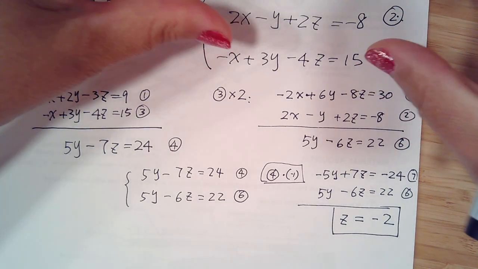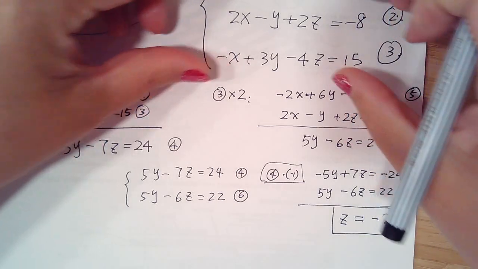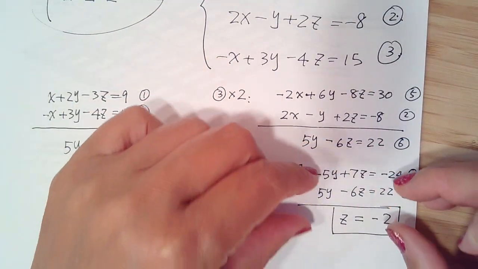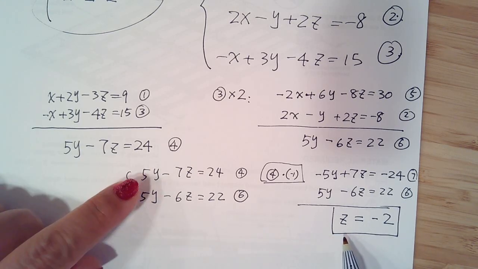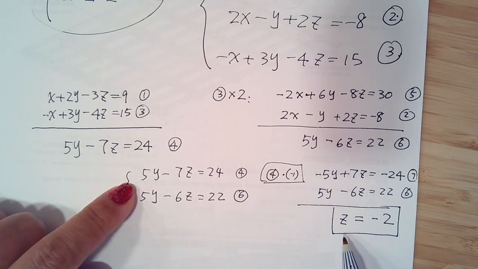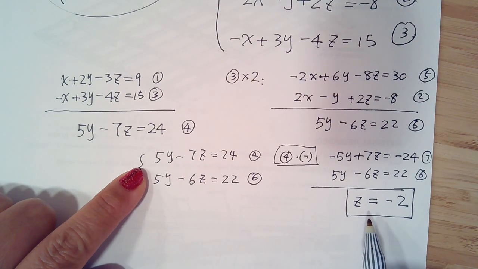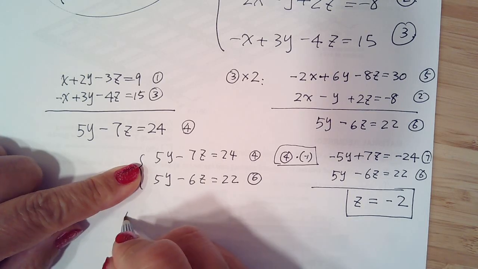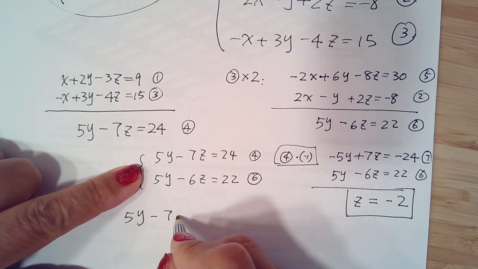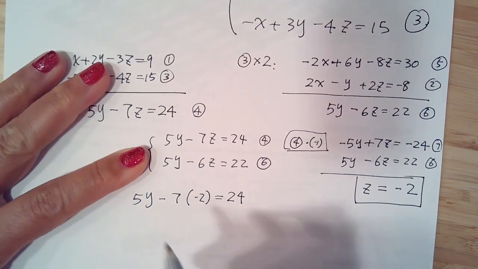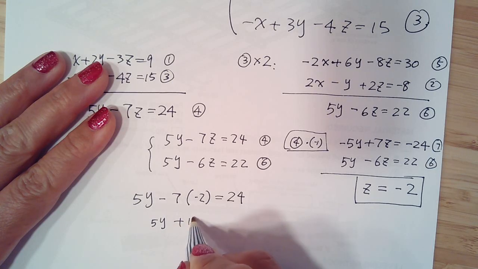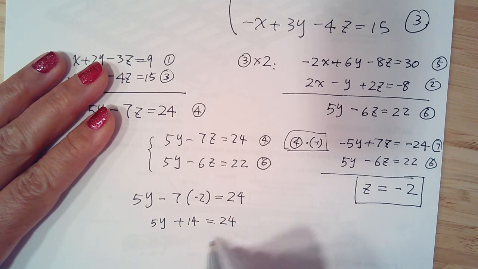Now, think about that. You're starting from 3 variables. You kind of eliminate 1 variable, you get 2 variables, and then you use the elimination method again, you get the solution for 1 variable. So once you have z, you can plug back into either 4 or 6 to solve for y. So let's do that. Let's put in 4. So I got 5y minus 7, and the z is negative 2, and that is 24. Okay, so which means 5y plus 14 equals 24. I subtract 14, so I get 5y equals 10. Do I get a y? Y equals 2.